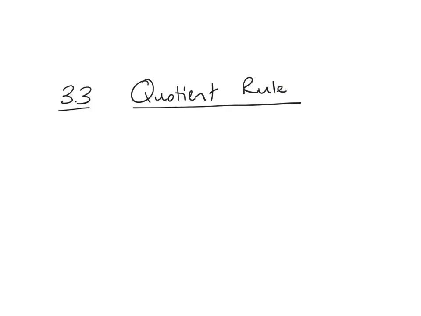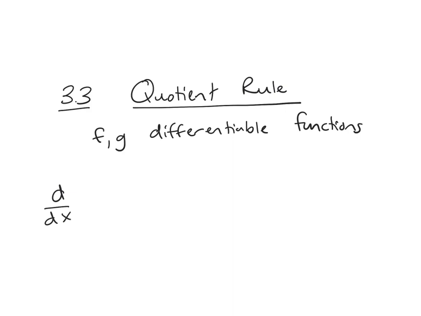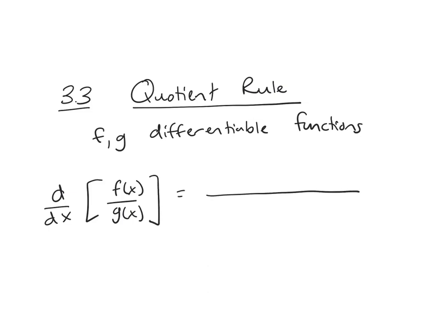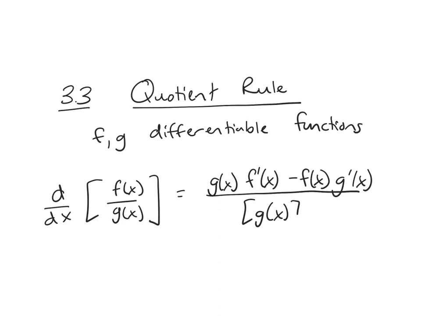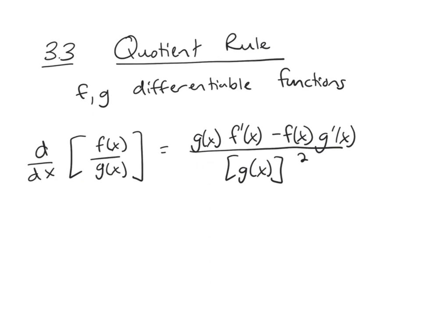And so the quotient rule says you have two functions, f and g, that are differentiable functions. And then the derivative of the quotient, f of x over g of x, is this quotient over here: g times f prime of x minus f times g prime of x, over g of x squared, provided that our function g of x is not 0.